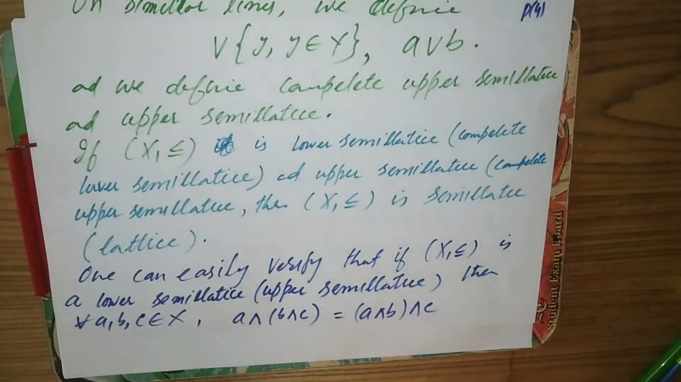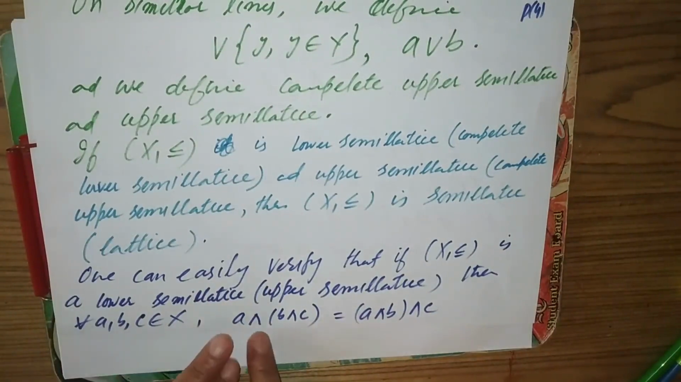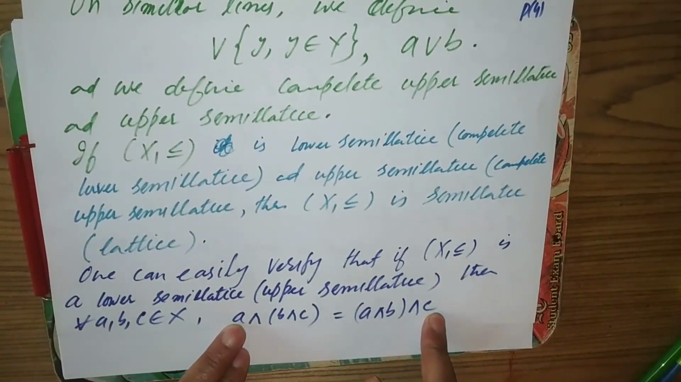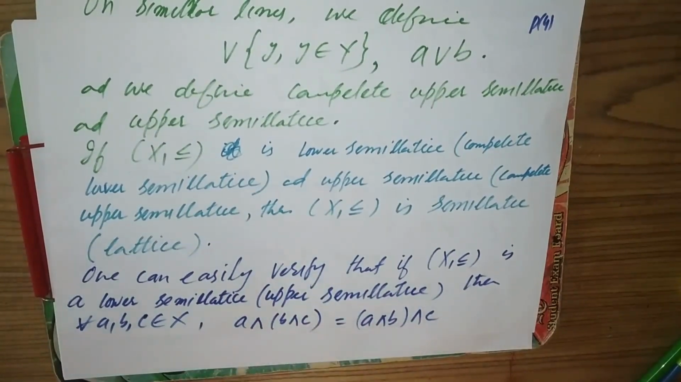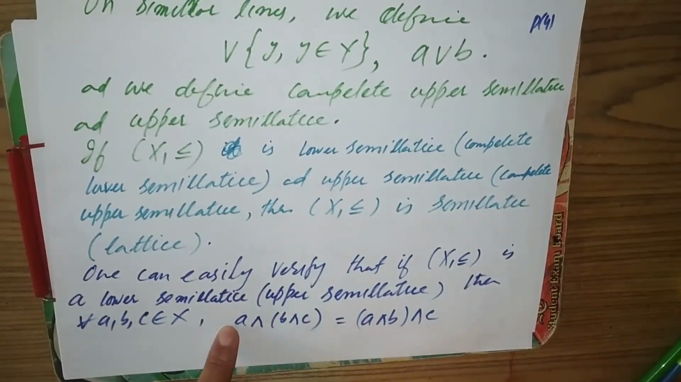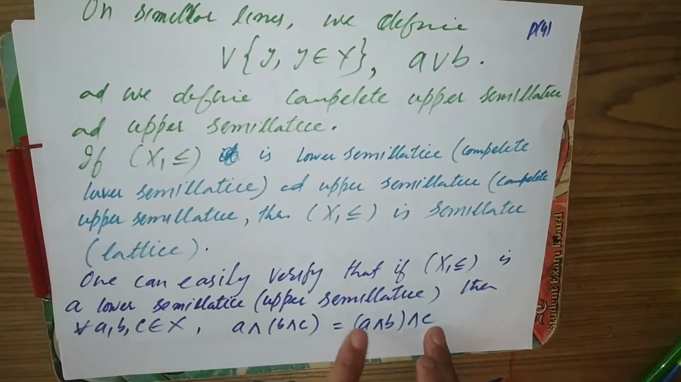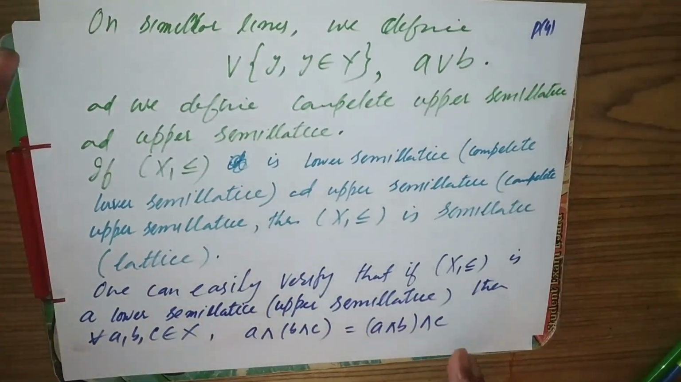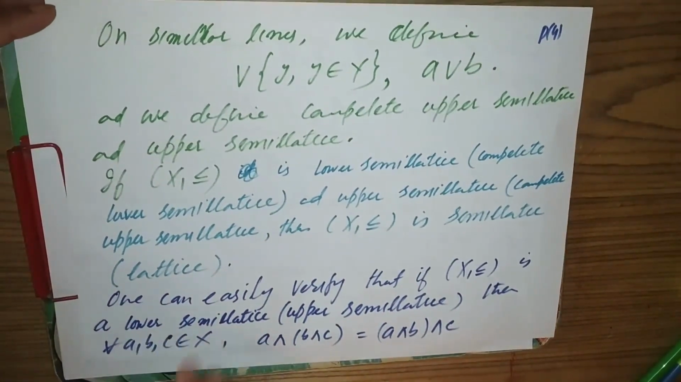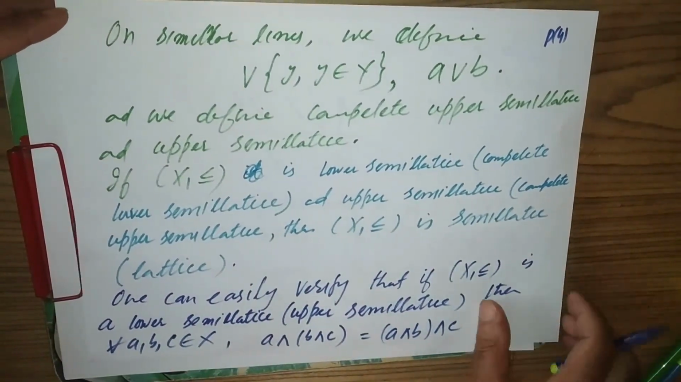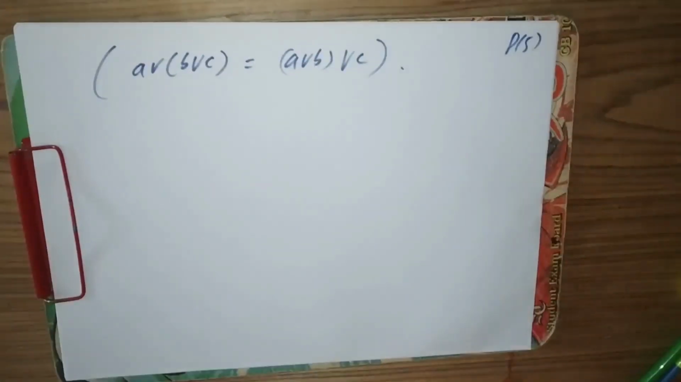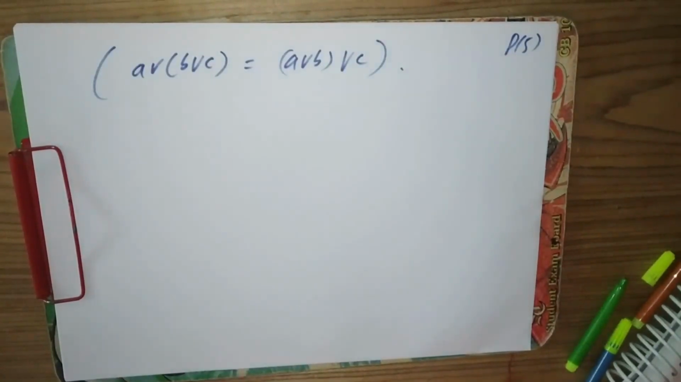So if X is a lower semilattice, then for all A, B, C in X, (A meet B) meet C is equal to A meet (B meet C). This can be easily verified because it's actually the greatest lower bound of the three elements A, B, C, and the other is again the greatest lower bound of three elements A, B, C. Therefore both are equal because the greatest lower bound is always unique if it exists. And here it exists because we are in a lower semilattice. Similarly for upper semilattice, this holds.